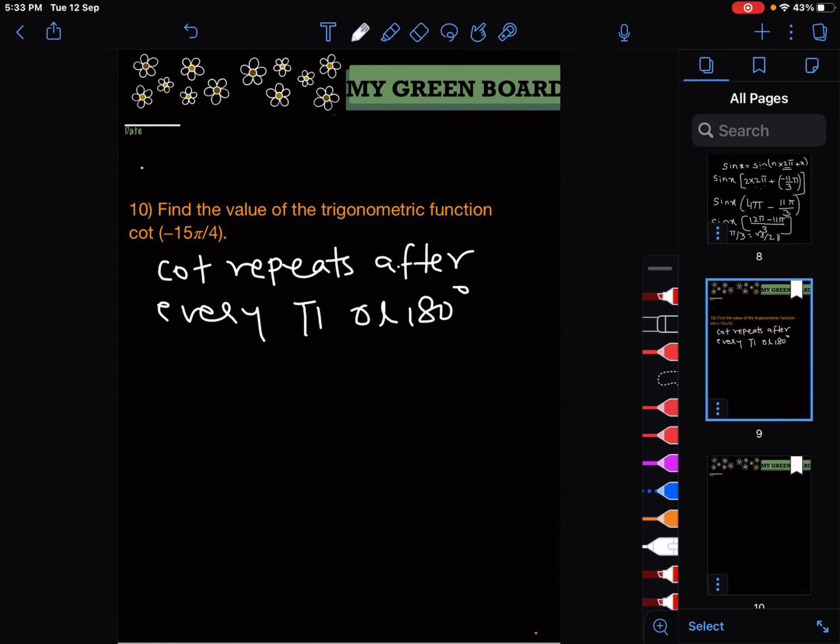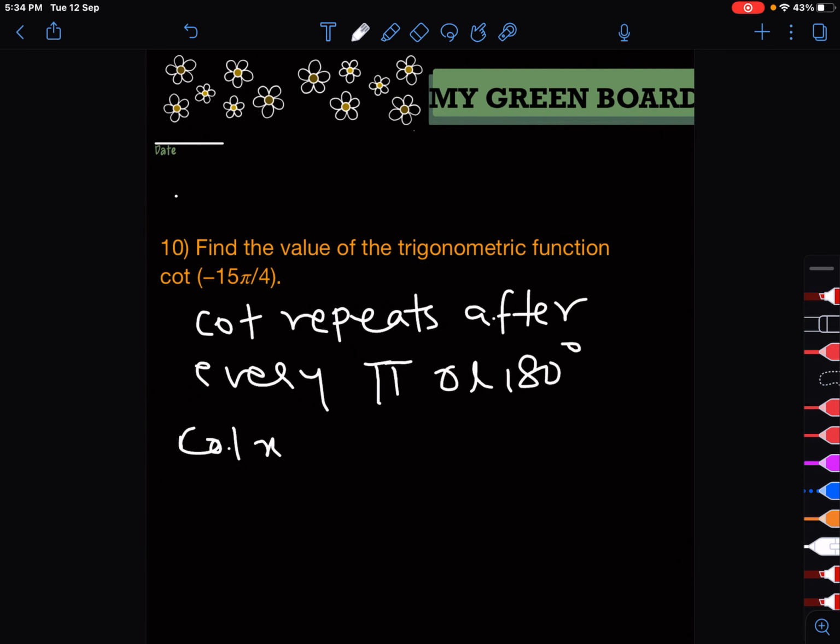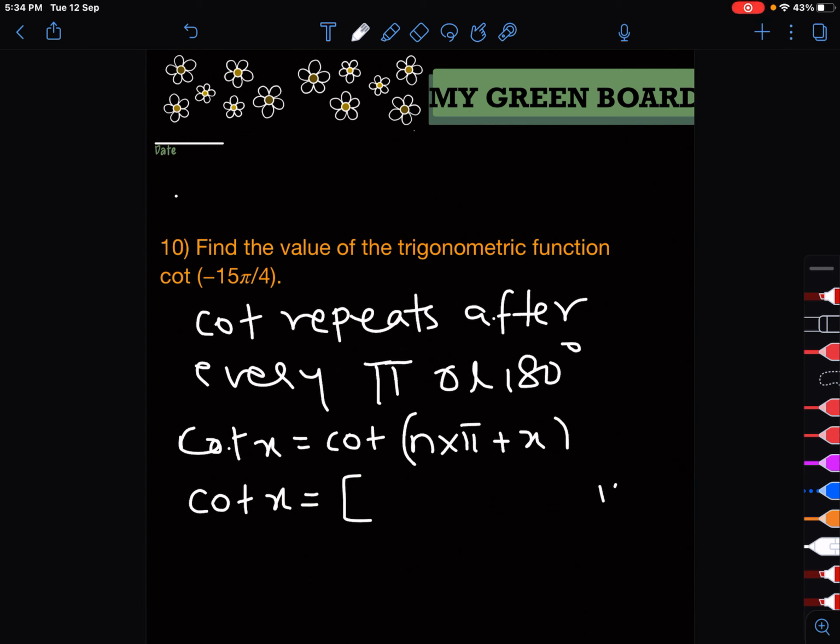Now what happens, we'll just write the identity. Cot of x is equal to cot of n into pi plus x. Now we are getting cot x is equal to, here they have given minus 15 pi by 4. So let's do it in rough.